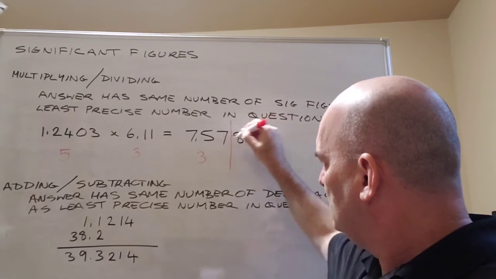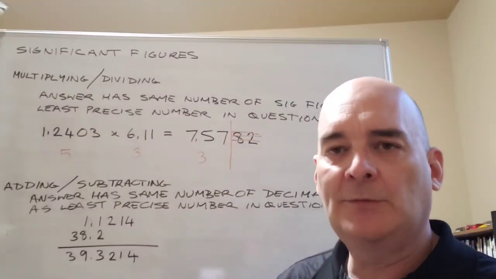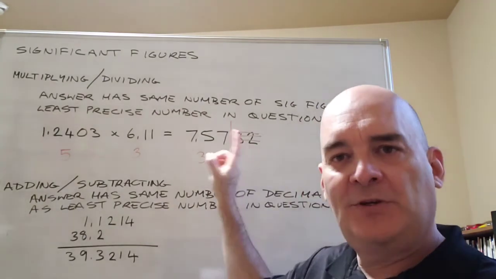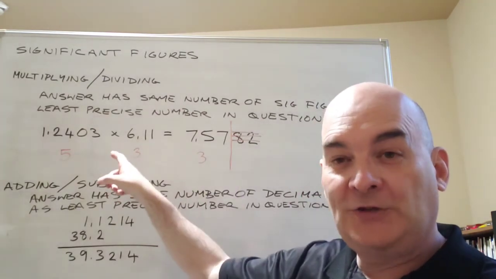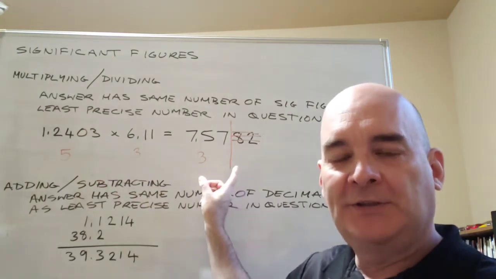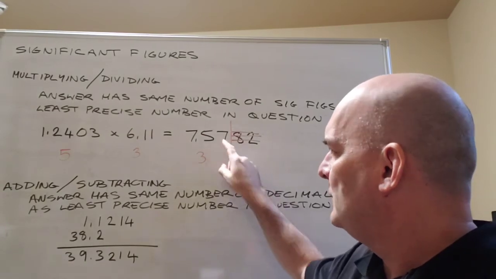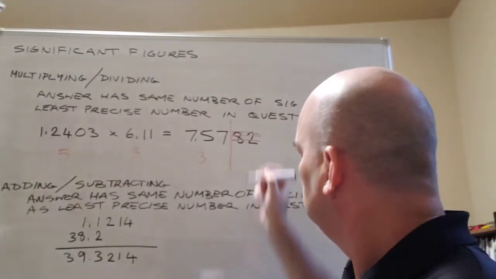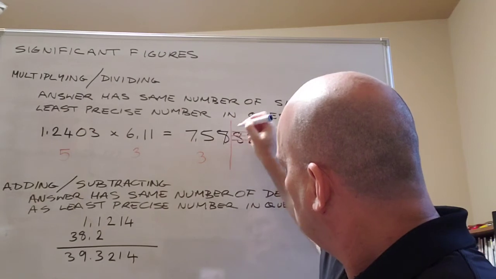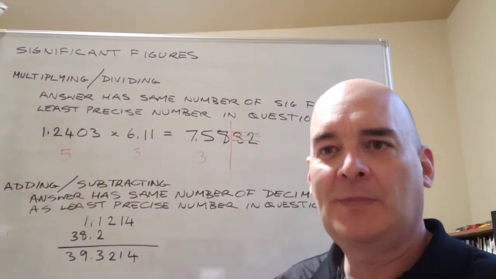These last digits at the end, they're not allowed to count, because I don't have enough precision in my question to allow that amount of precision to be in my answer. And I would allow that 8 to round this 7 kind of messily up to an 8. Okay?